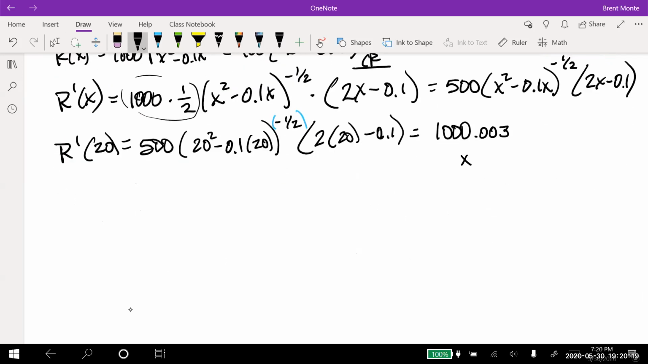So what I need to do is multiply it by 1,000, because it's in thousands of dollars. That moves the decimal 3 places. So it's $1,003.